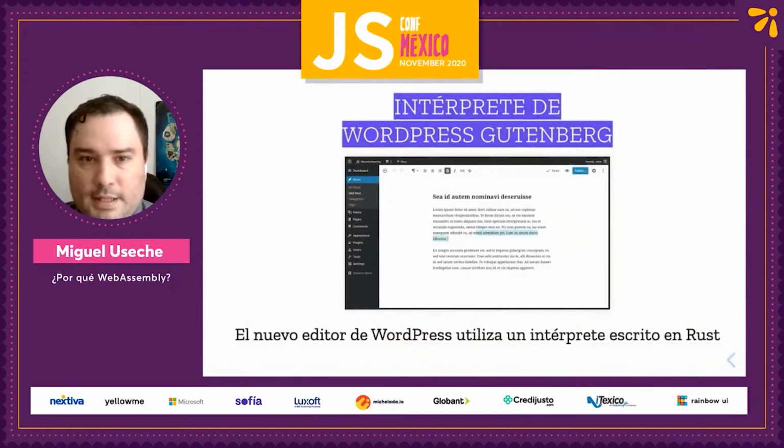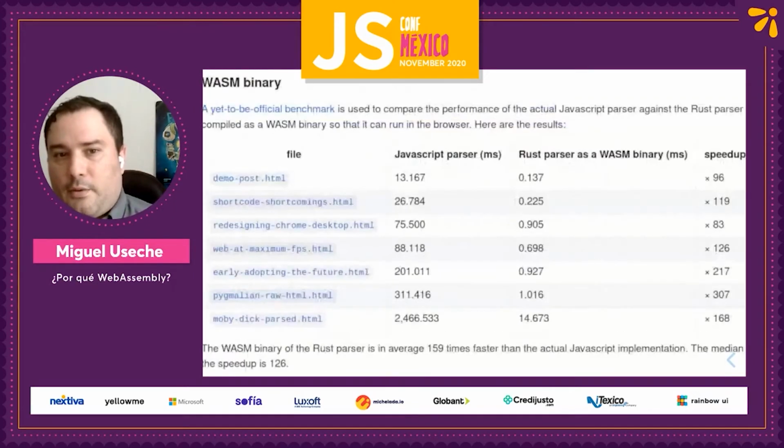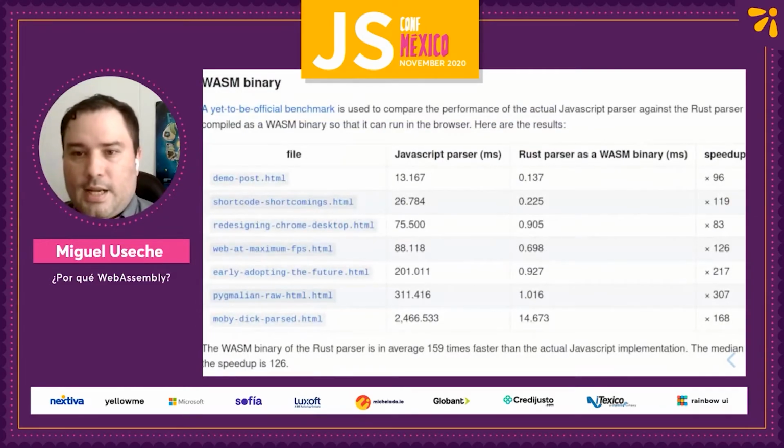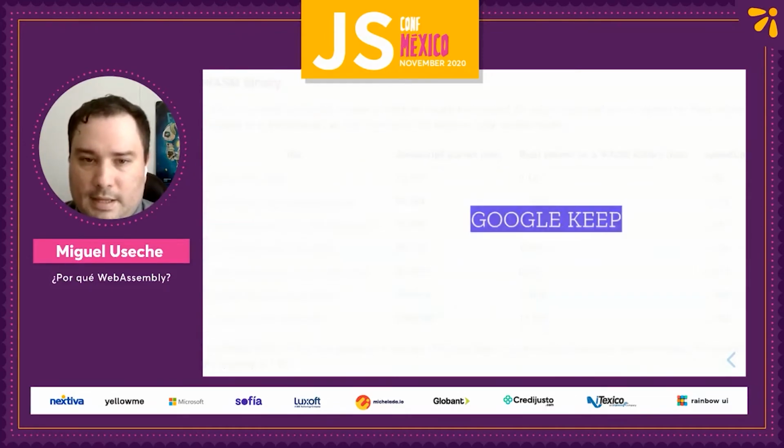And you can replace, for example, WordPress's editing part, change it because the performance was 300 times better. 1 second in WebAssembly took 5 minutes with JavaScript. So that's why if you need this, WebAssembly is perfect.